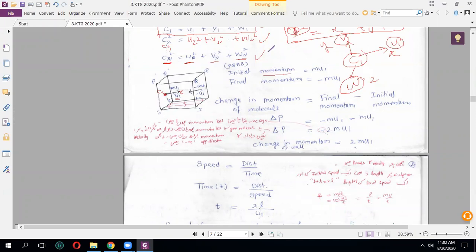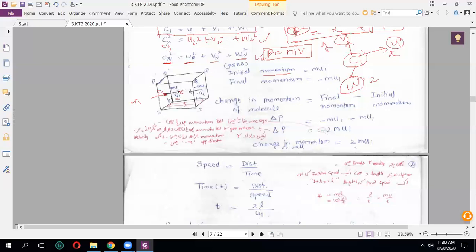Now coming to the momentum concept. What do you mean by momentum? Momentum is nothing but the product of mass and velocity. When we study mass and velocity both together, that concept is called momentum. Here we will study momentum. See, the gaseous particle has mass, and this gaseous particle is moving in a particular direction. So can we say that the gaseous particle has momentum?